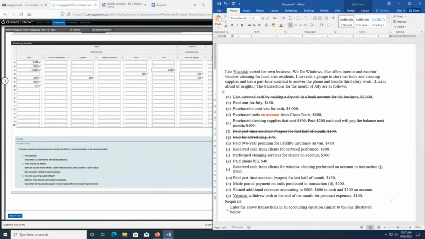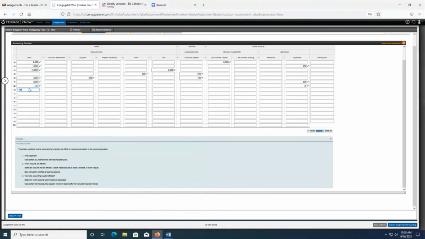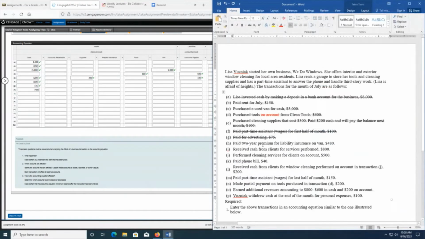Yes, okay, so which two accounts are we dealing with? Negative or positive in cash? Correct. Okay, so negative 480 in cash. Okay, paid premium for liability insurance on van.